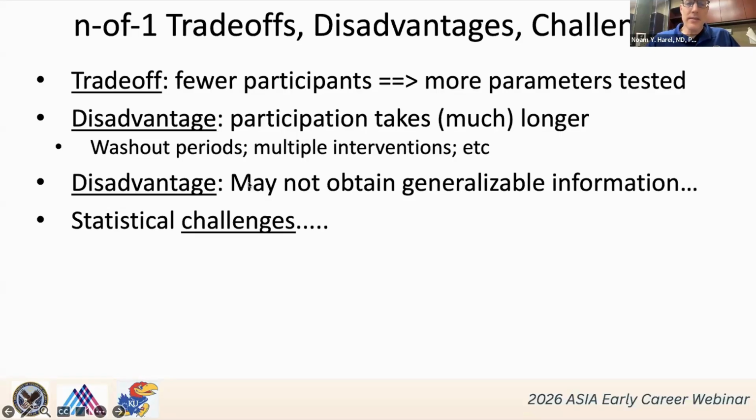And let me just say, larger N is always better, including an N-of-1 design. If you study 20 people in an N-of-1 design, you will more likely get generalizable information. If you study 3 people in an N-of-1 design, you may still get generalizable information, but there's a higher chance of it not being quite as generalizable. So we'll talk more about that and the statistical challenges involved.